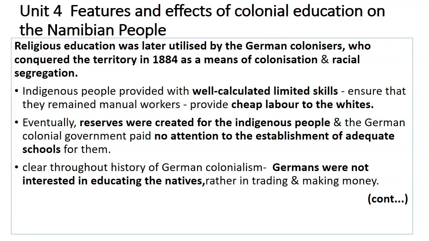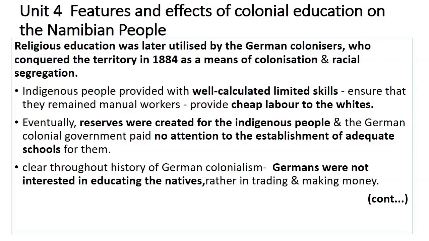We go over to Unit 4, titled Features and Effects of Colonial Education on the Namibian People. The first aspect that stands out is that of religious education, which was utilized by the German colonizers who conquered the territory in 1884 as a means of colonization and racial segregation. We see that at this stage, indigenous people were only provided with well-calculated, limited skills, which was done to ensure that they would remain manual workers and thus provide cheap labor to the whites.